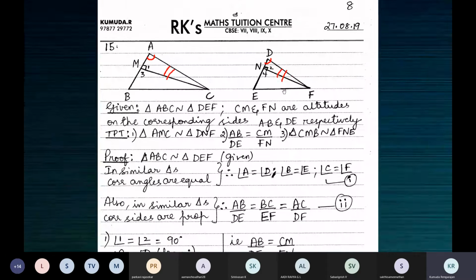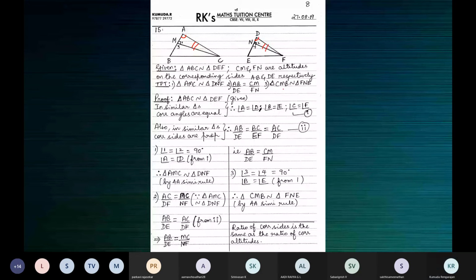Yes, this you should understand right now. This is simple for you to understand. So to prove this result, we use the double A similarity criterion. Double A. For medians, it is SAS. Altitudes, double A.